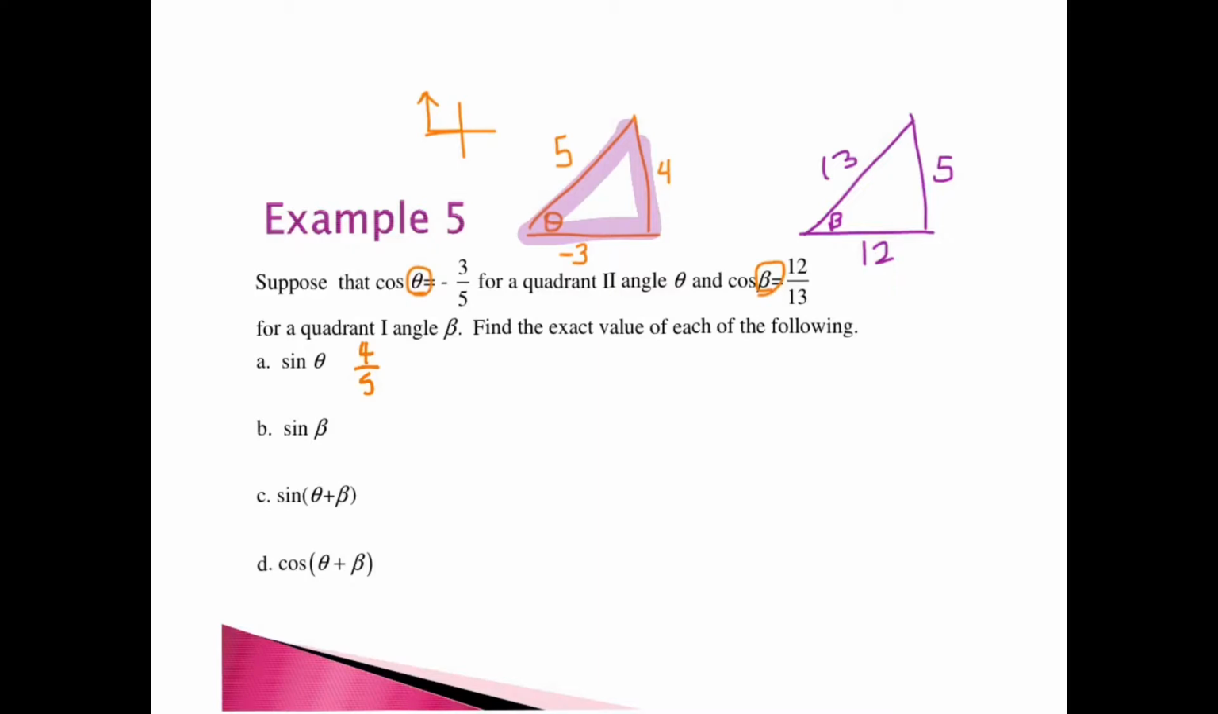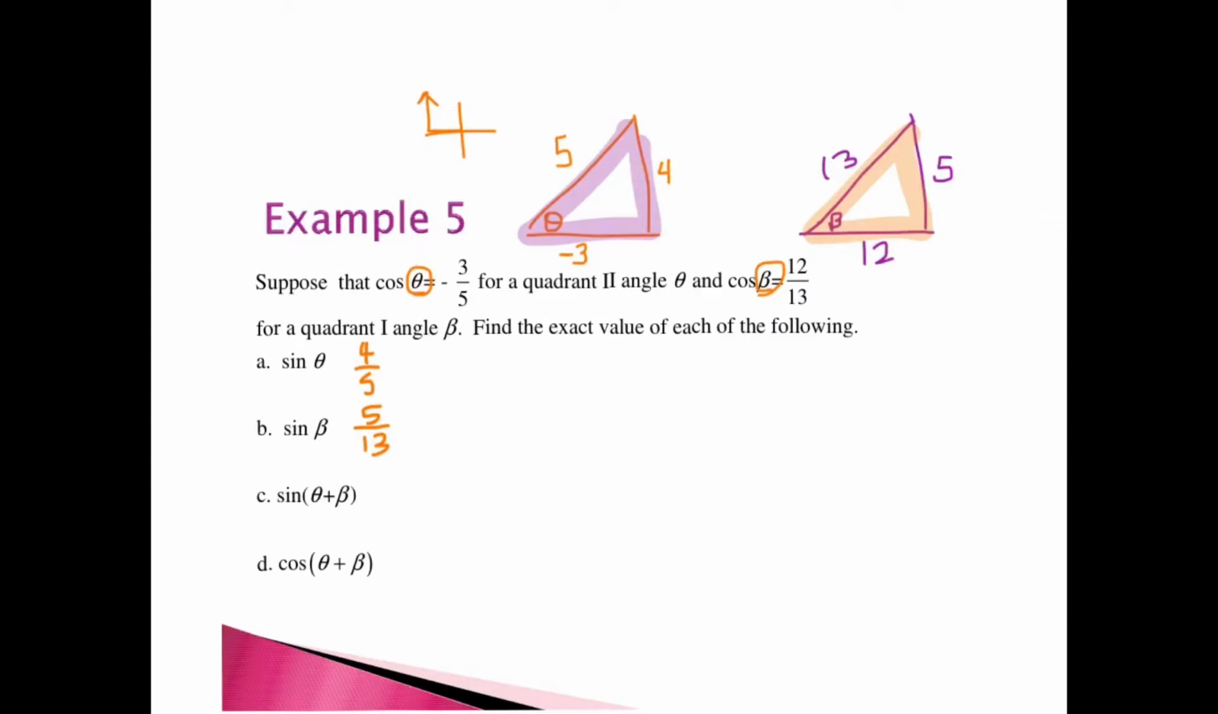Then sine of beta. Now I'm going to the next triangle. Again, sine, which is opposite over hypotenuse. In this case, it would be 5/13. And then C and D are both sums, which means we've got to expand it out.